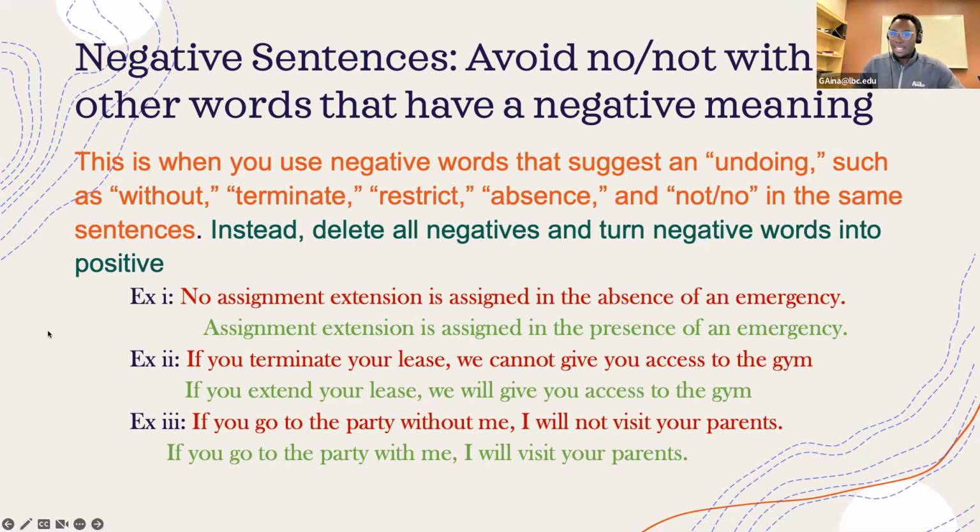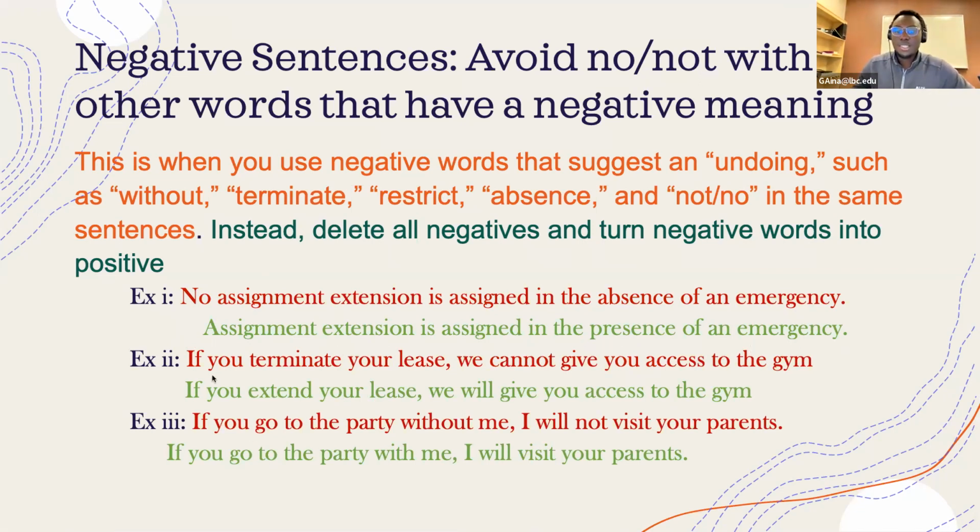So I deleted no. Assignment extension is assigned in the presence, instead of absence, the presence of an emergency. So the whole rule is this: when you have a double negative in a sentence, it means a positive. So just revise that sentence into positive language. Assignment extension is assigned in the presence of an emergency.